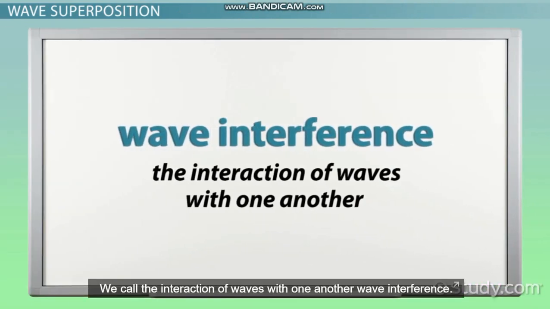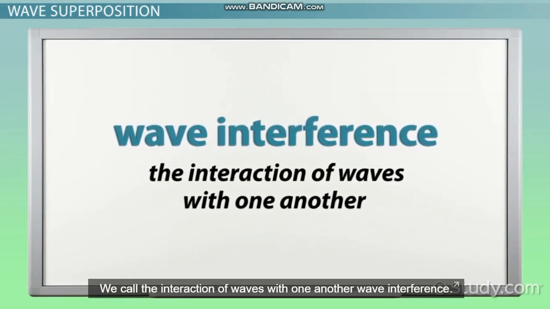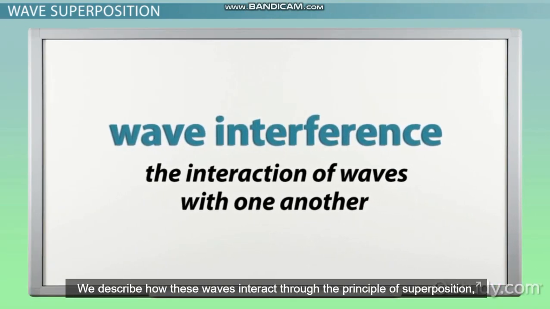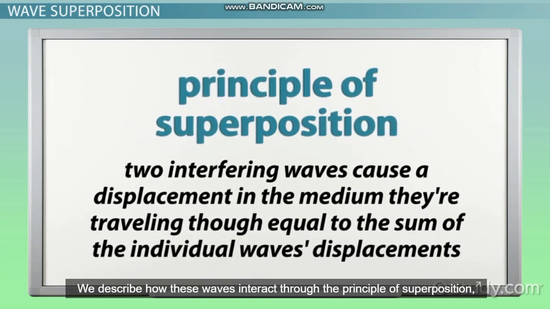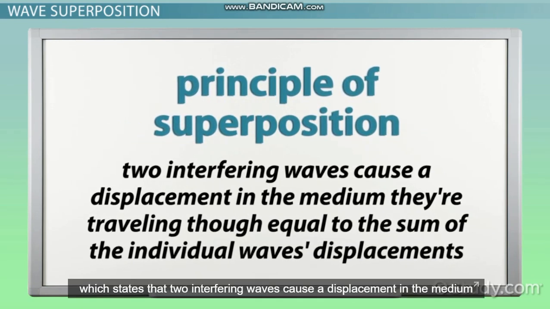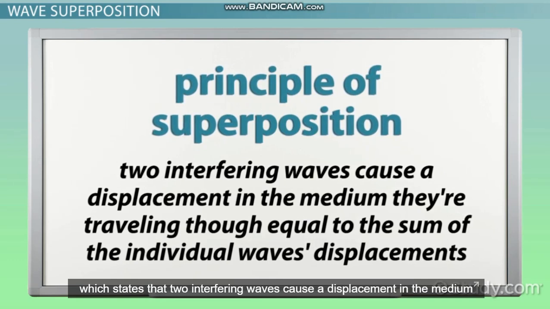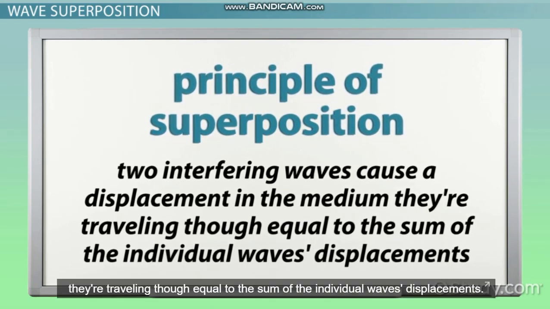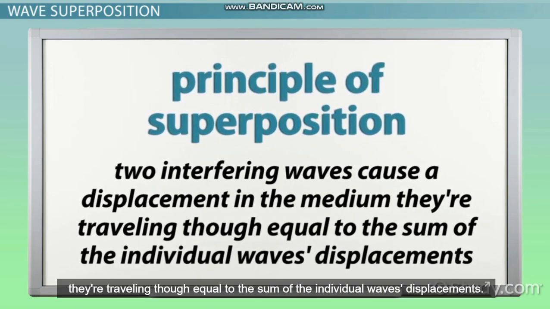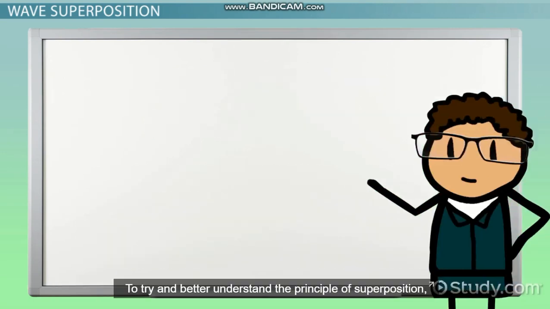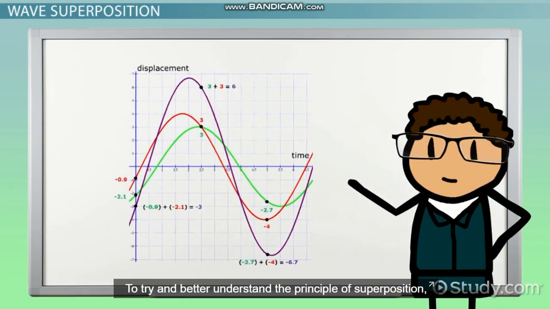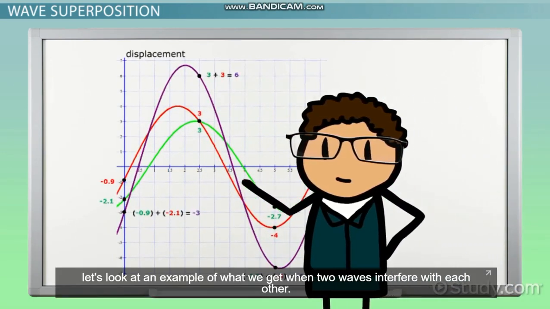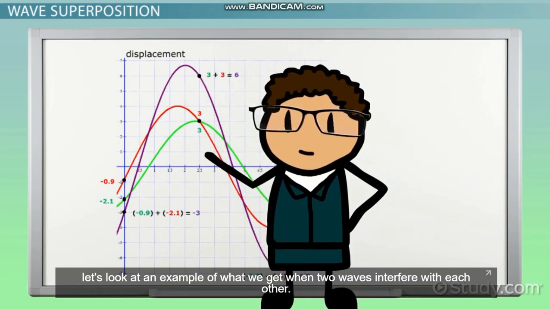We call the interaction of waves with another wave interference. We describe how these waves interact through the principle of superposition, which states that two interfering waves cause a displacement in the medium they're traveling through, equal to the sum of the individual waves' displacements. To try and better understand the principle of superposition, let's look at an example of what we get when two waves interfere with each other.